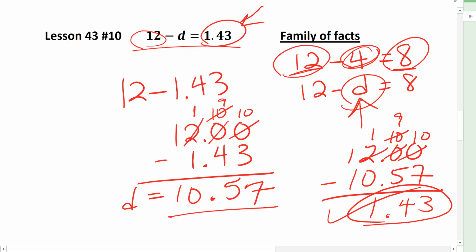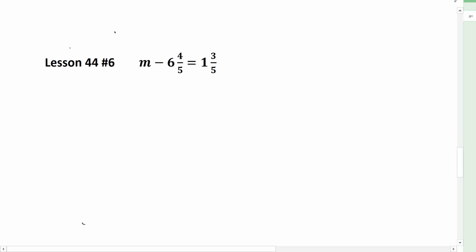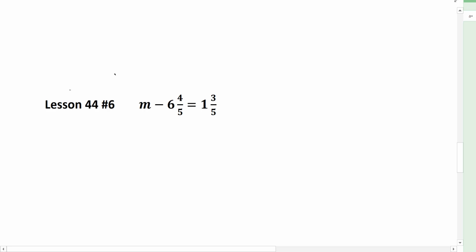So it works. All right, so this is the answer. This is the missing number. All right, so whenever you have a problem that is difficult, make an easier problem so that you can figure out what to do. All right, so this is number 6 from lesson 44. So now we have the missing number coming first, and we don't know what to do to get that.